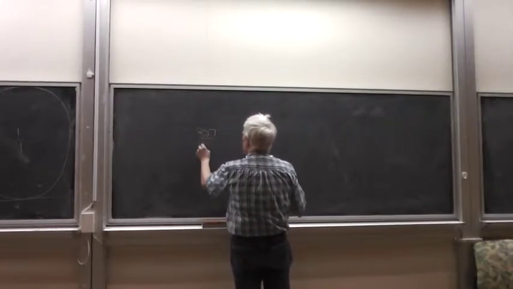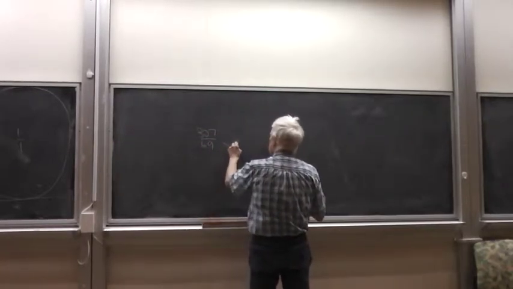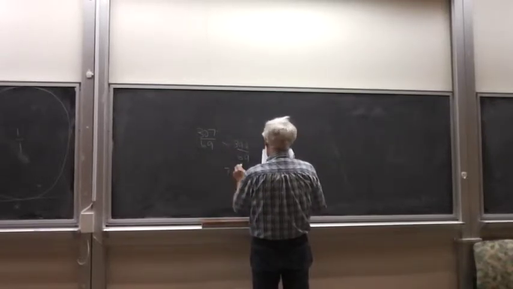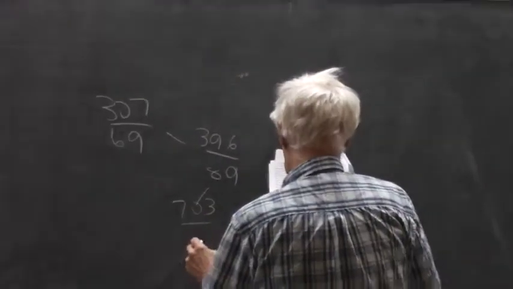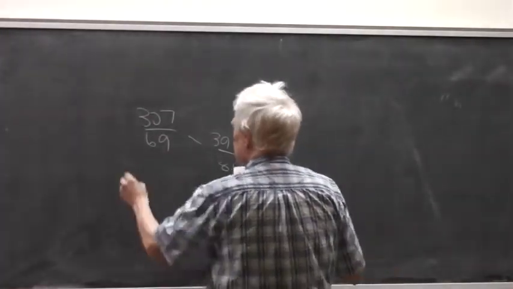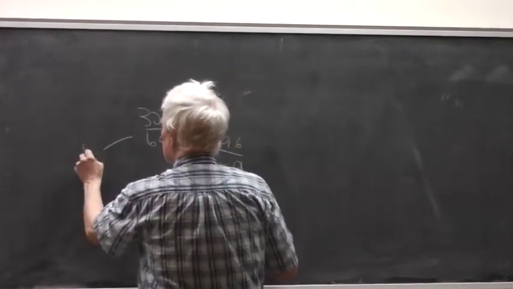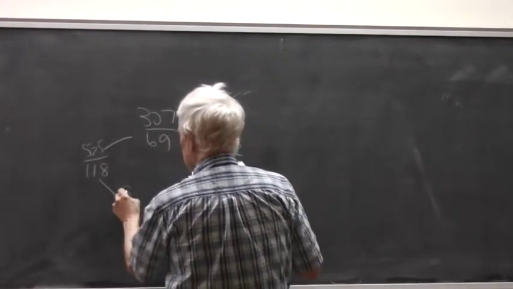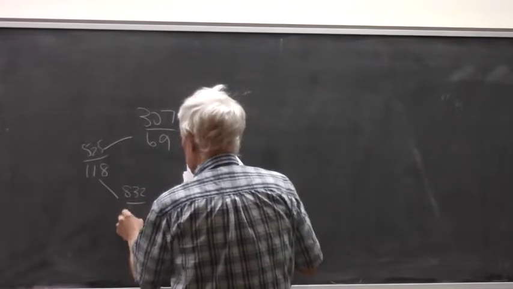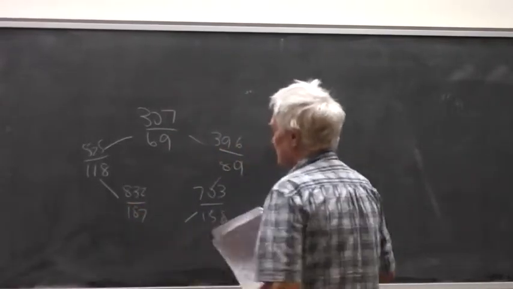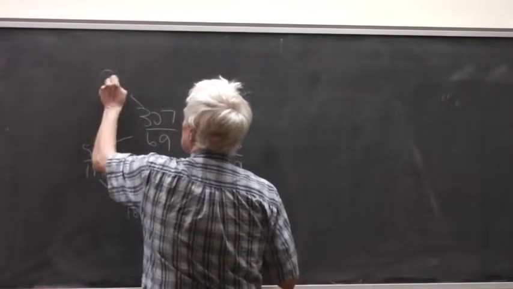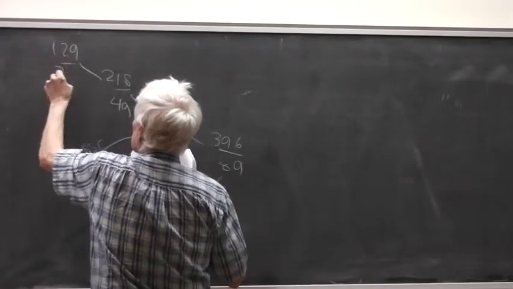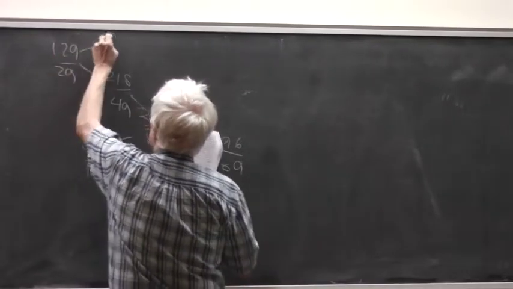307 over 69, 396 over 89, 713 over 158. And over here, I'll come to 525 over 118. Then I'll come back this way. 832 over 187. I could go one more. And what I'll do here is I'll go up to 218 over 49. I'll go up here to 129 over 29. And I'll come up here to 89 over 20.